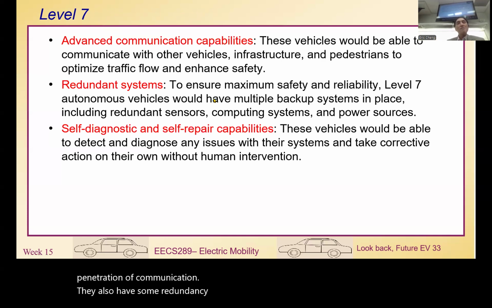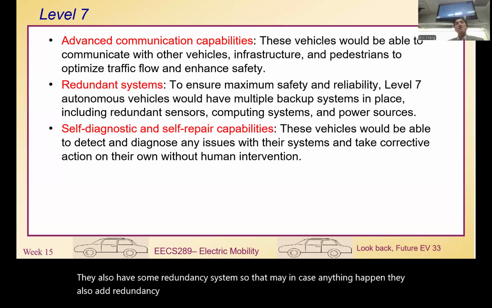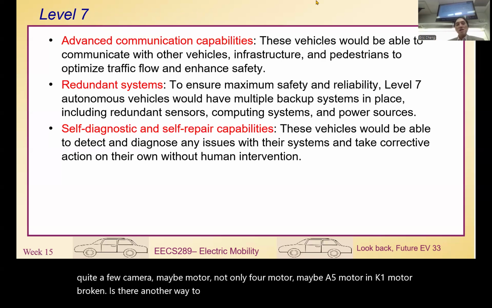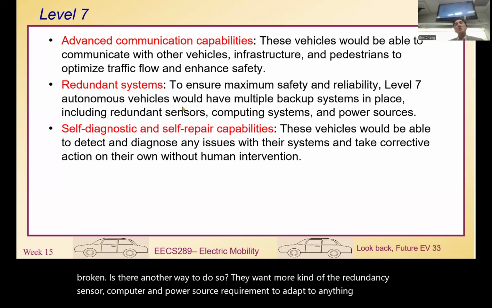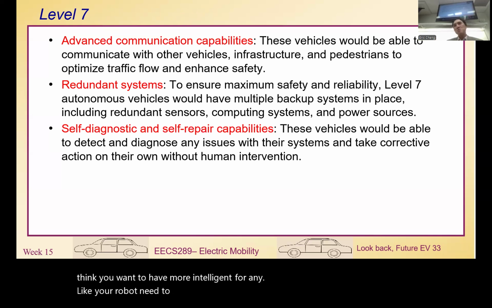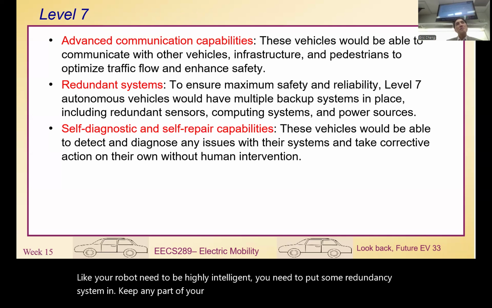They also have a redundancy system. That means in case anything happens, they have a backup. For instance, they have more than one LiDAR, maybe quite a few cameras, maybe not only 4 motors, maybe 5 motors. In case one motor is broken, they still have another way to do it. So there is more redundancy in sensors, computers, and power sources to adapt to anything. Just like if you want more intelligence for any system, like a highly intelligent robot, you need to put in some redundancy. In case any part of your robot is broken, you can still recover by itself.